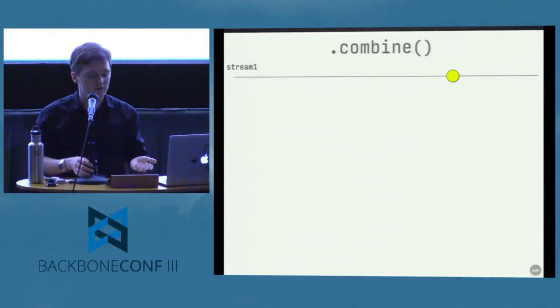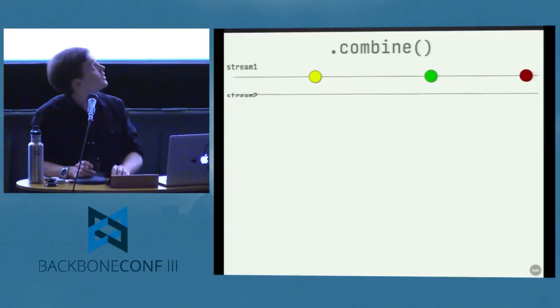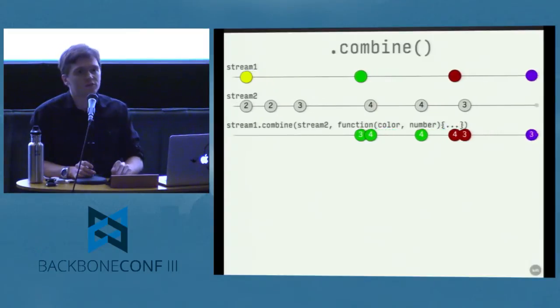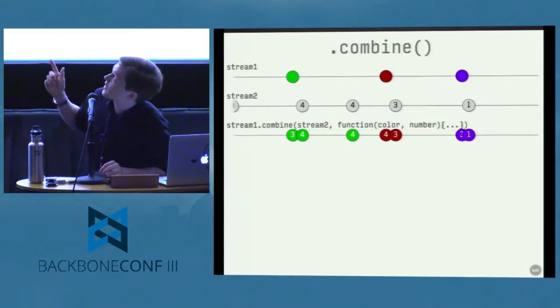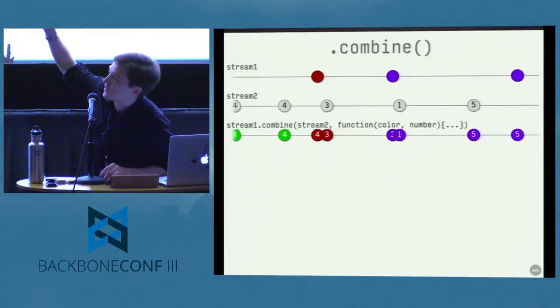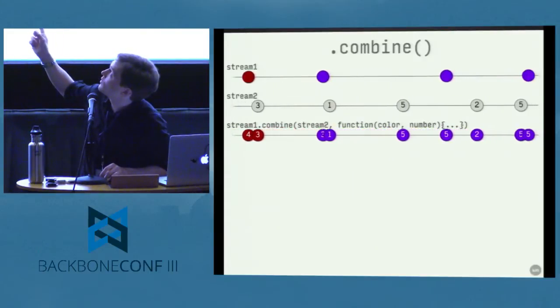There's also combine, which allows you to run a function on the latest event from each stream to create your new events. Here it's just grabbing the color from the first one and the number from the second one. Anytime there's an event on either stream, it creates a new event on our output stream.